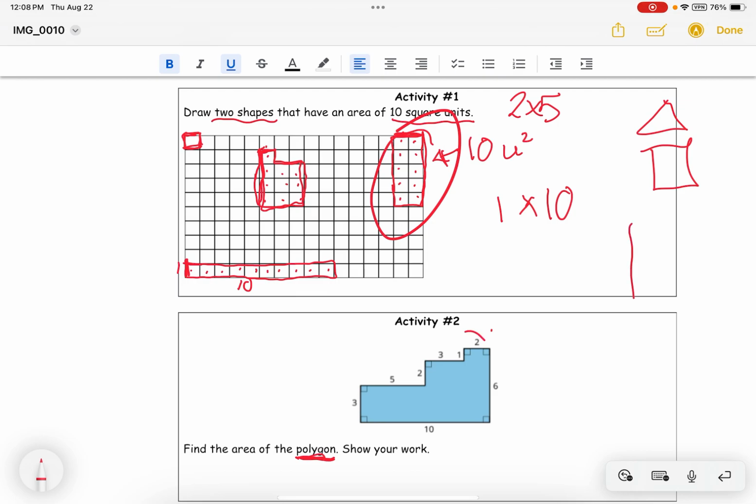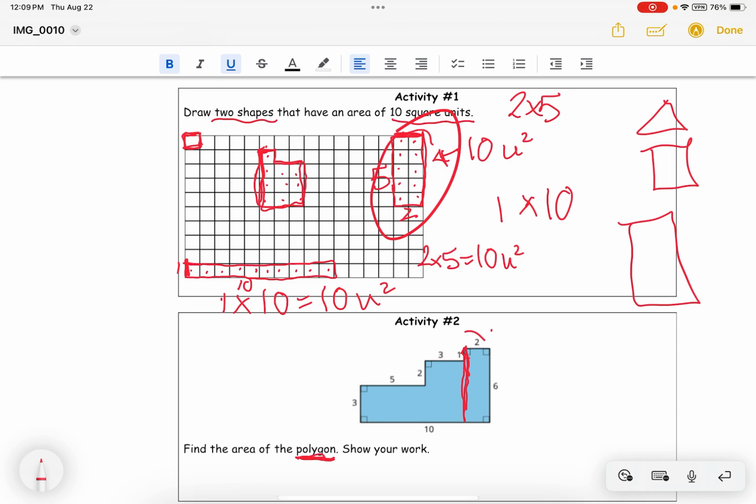So one thing I know about rectangles, to find the area, like for this rectangle, I did 2 by 5. So I multiplied 2 times 5, and the area of it was 10 units squared. This one was 1 by 10, so I multiplied 1 times 10, and it gave me 10 units squared. So I know if I can find a rectangle, I can find the area of the figure. So I'm going to split this one up and see if I can find the dimensions.